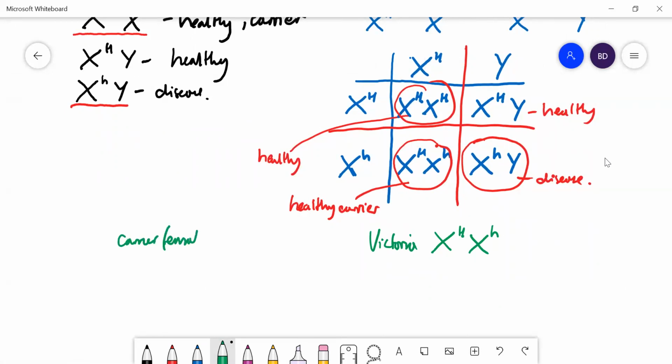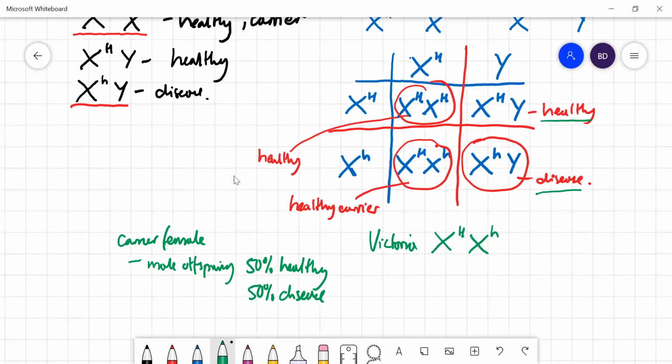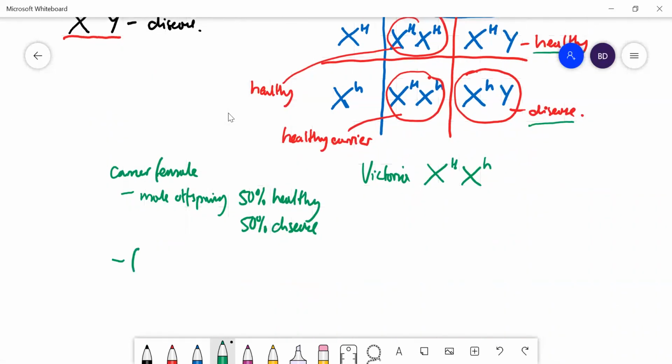So let's just see, if you have a carrier female, what's the chance of her producing a son who has got the disease? Well, you can see half of her sons on average will be healthy and half will have the disease. So male offspring will be 50% healthy and 50% with the disease. Female offspring, well, they'll all be healthy. But 50% of them will be carriers.